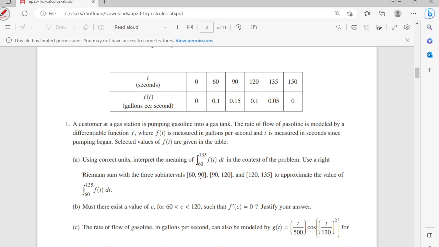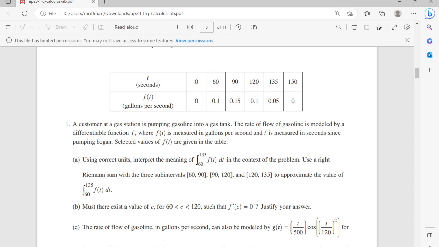So between 60 and 90, we're going to choose 90. Between 90 and 120, we're going to choose 120. Between 120 and 135, we're going to choose 135. And we're going to measure out the bases of each of those. Between 60 and 90, that's a distance of 30. Between 90 and 120, distance of 30. Between 120 and 135, distance of 15.